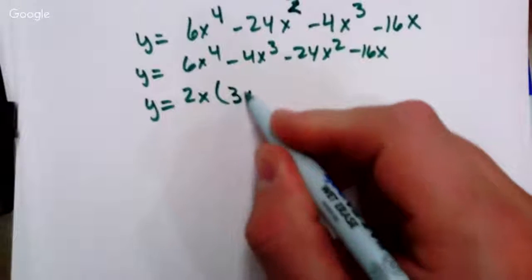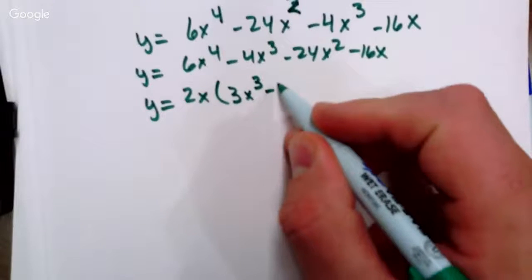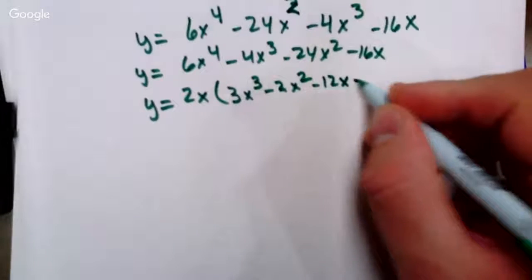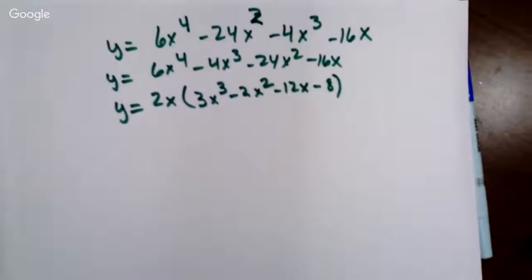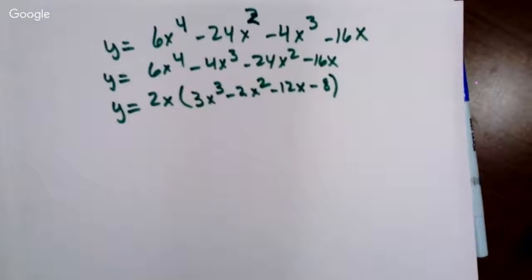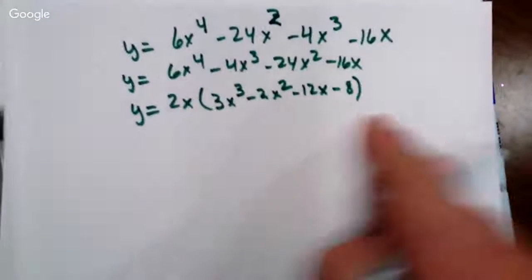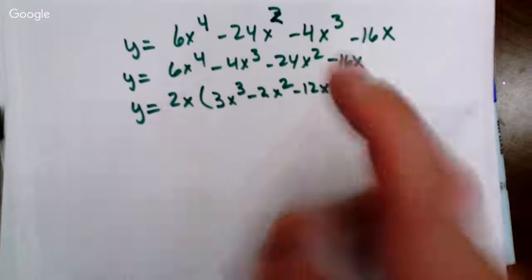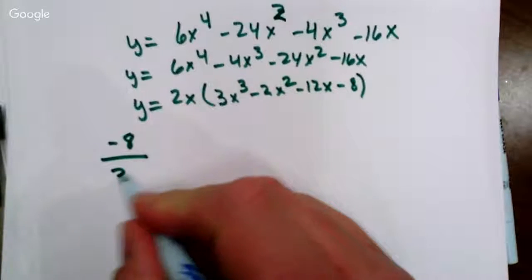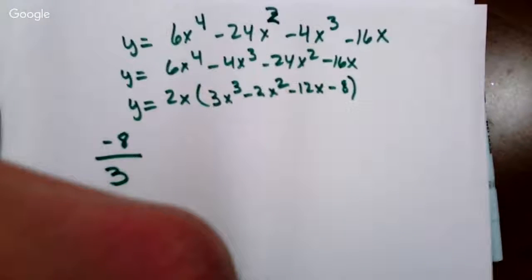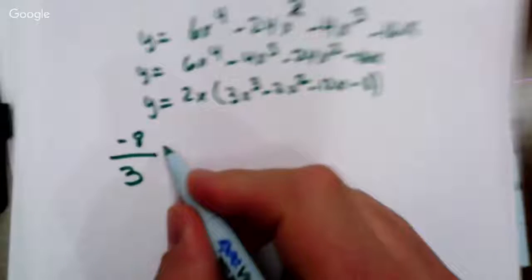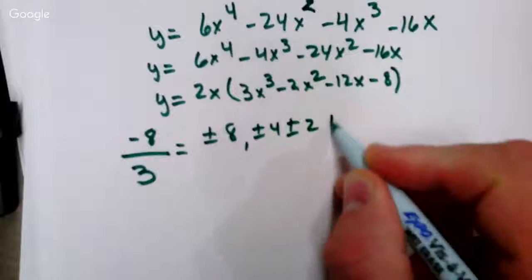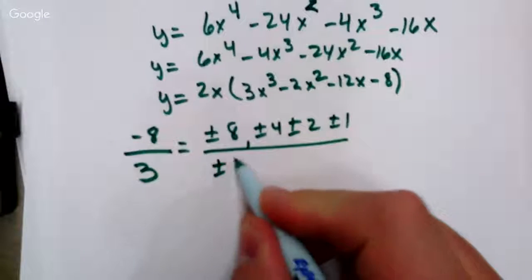So take that out. 3x to the 3rd. What's that going to be? Minus 2x squared minus 12x. And then what do you have? Minus 8. Okay, now we look at the factors, but are we going to look at the factors of what's there or what's left over? We're just going to look at what's left over. So we're going to look at -8 over 3. So our potential factors of -8 are plus or minus 8, plus or minus 4, plus or minus 2, and plus or minus 1. On the bottom, plus or minus 3.